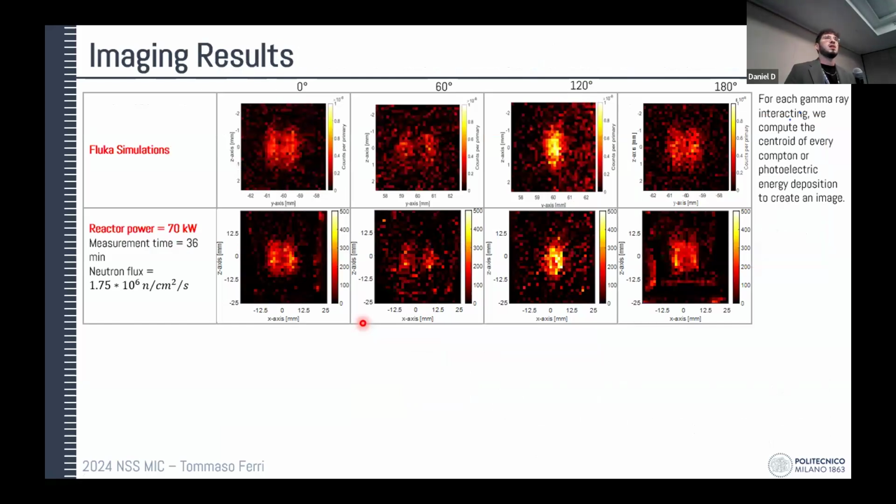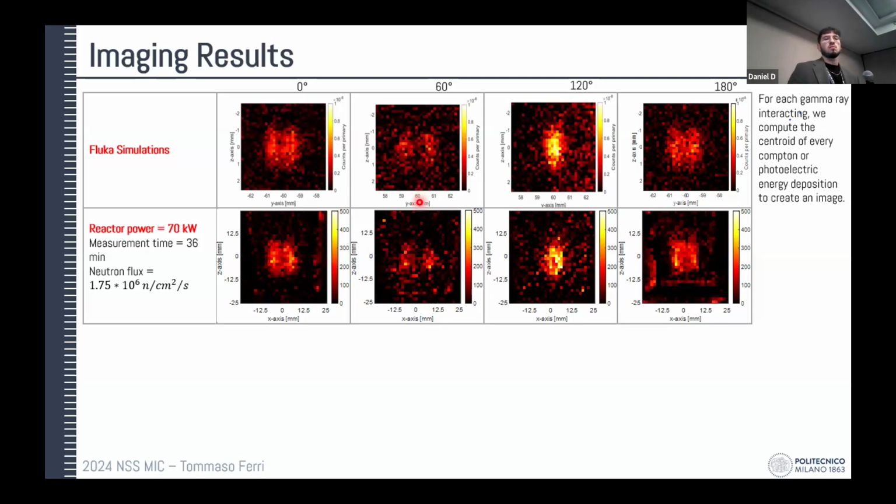Here you can see the main difference. Here we have the images obtained with the FLUKA simulations that were obtained by taking for each gamma that from simulation is interacting with the crystal, the centroid of all the Compton events. And so not only taking the first photoelectric one. And here you can see the projection that we acquire with our system, and so the detector, the collimator, and the neural network. And you can see that the projection actually match.